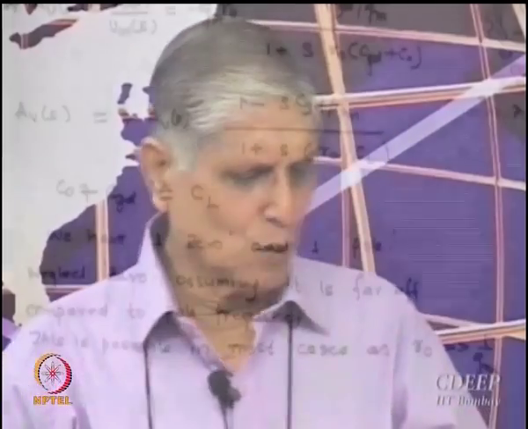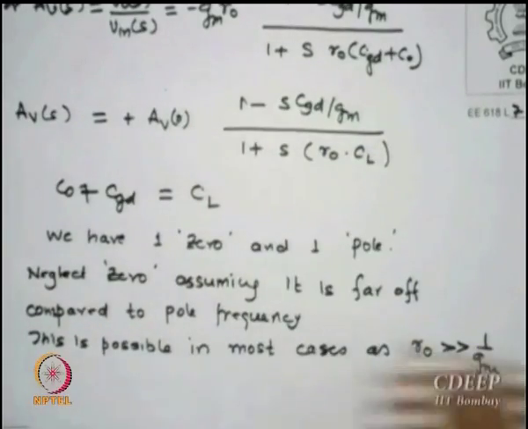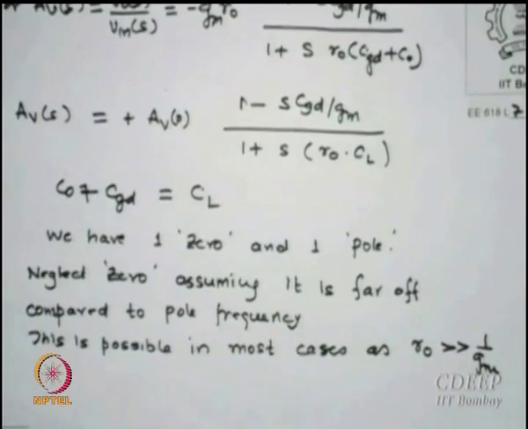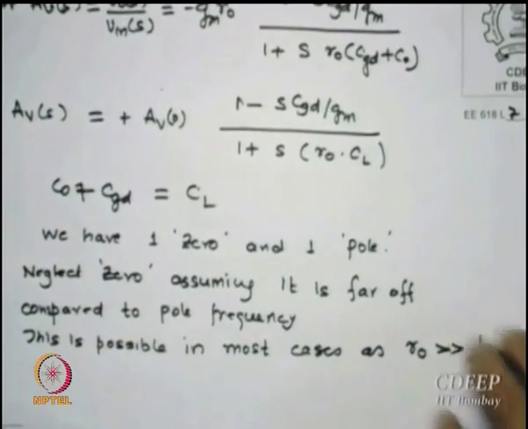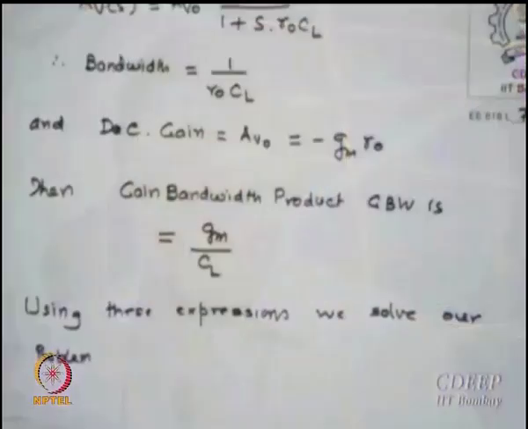So this is possible in most cases, as normally R0s are much higher than 1 upon GMs. This value which I am saying is a condition which is normally made. So the zero may come normally far away, but not necessarily, because CG may decide where it will come. As I said, this is a solution for the sake of design, and these are not any specific technology rules.